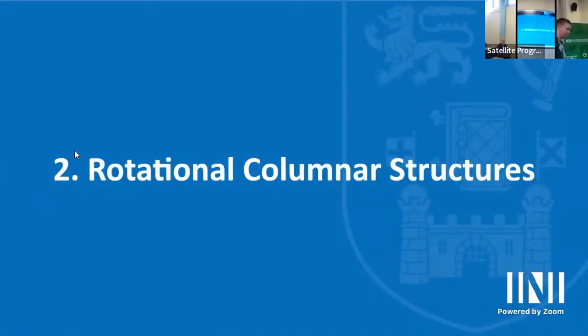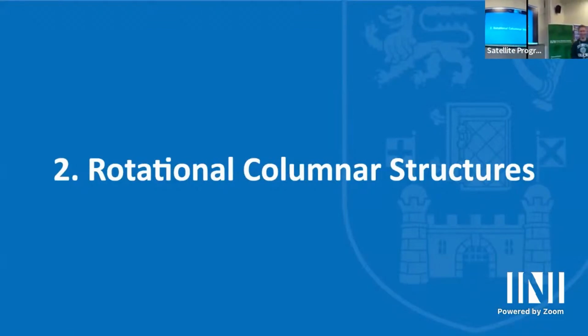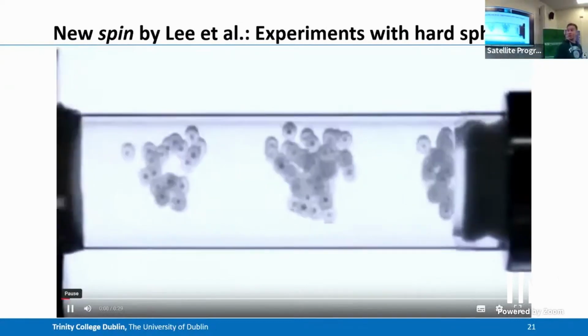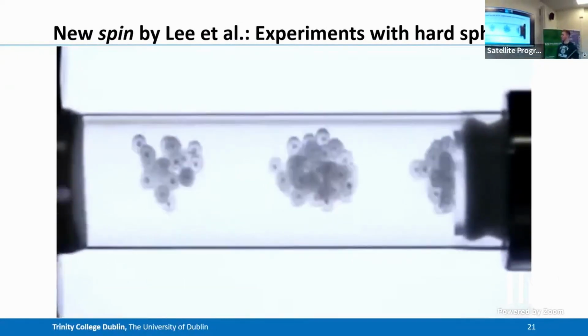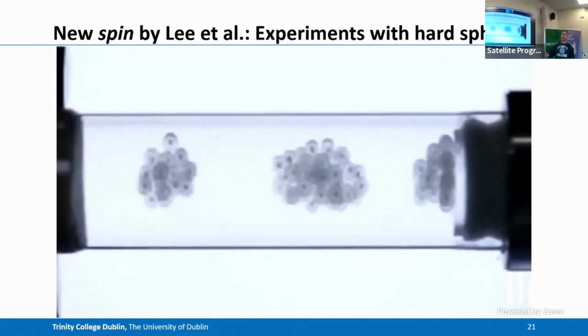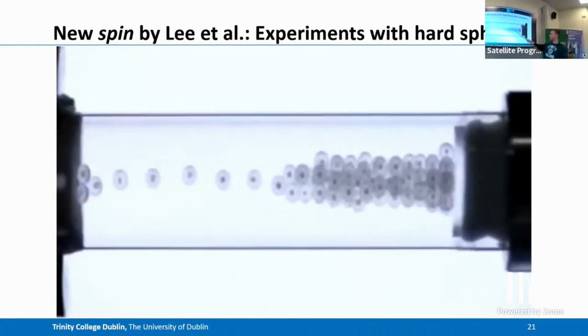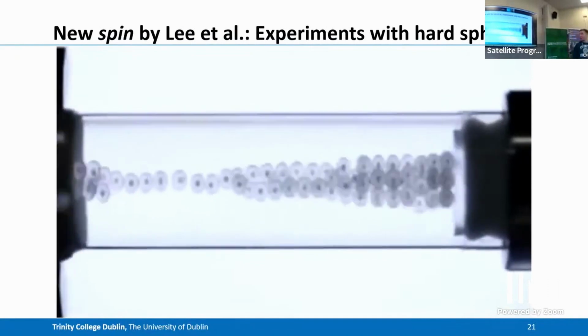So a while back, this topic was given a new spin by a group from South Korea, Lee et al., and they used a method that involves rapid rotations to find these columnar structures. Let's just dive into their video. They have a nice video on how they create these structures. They use polymeric beads and put them into water. The polymeric beads have a lower density than the water, and that way they're pushed towards the center, and then they form these columnar structures right here.